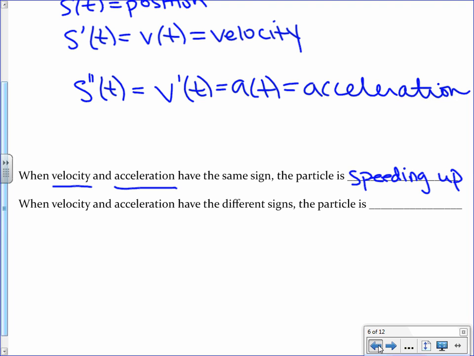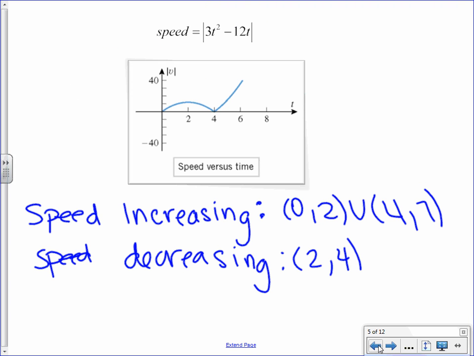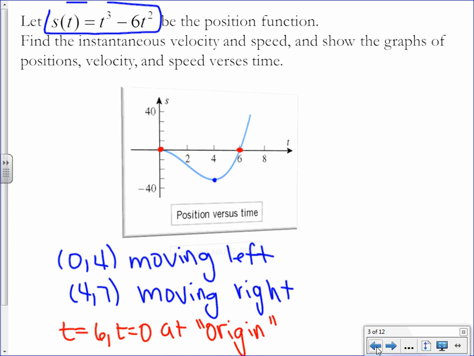Okay, so I'm going to come back to this picture here. We said that our particle had increasing speed from 0 to 2, right? Well, if we look at this piece from 0 to 2, this is our position graph. We are concave down, which means negative acceleration, and we are decreasing, which means negative velocity. So our signs are the same with velocity and acceleration. We're speeding up. Okay.